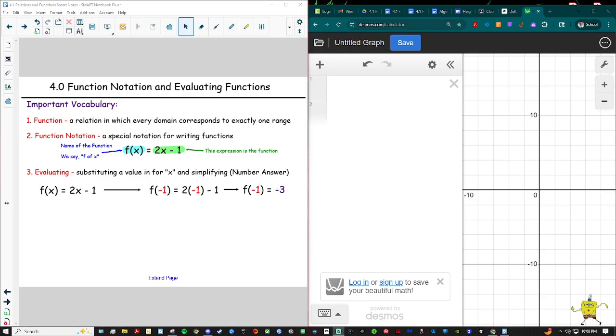What is Algebra 1? This is Mr. Tokar again. For Chapter 4, we are still talking about functions and relations, and this time we are going to be using what's called function notation to evaluate. Now, we skipped a couple pages of our notes.